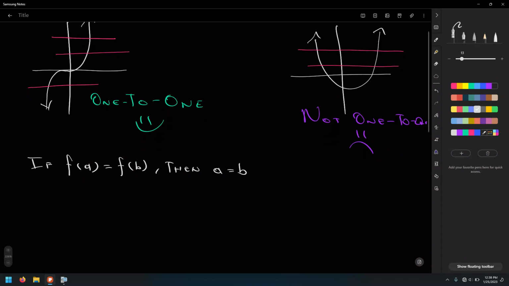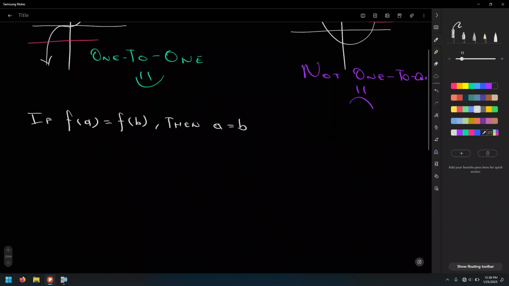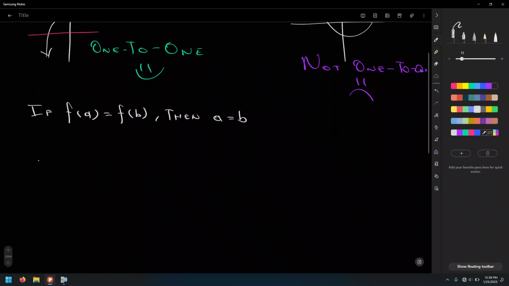And let's go over some algebraic examples. Let me go over one algebraic example, like example 1. Determine if f of x equals x plus 2 is one-to-one.